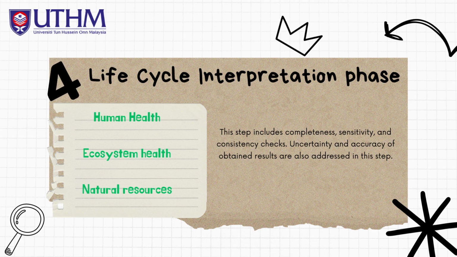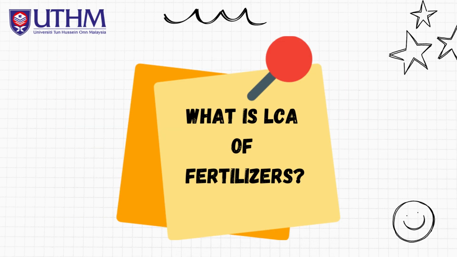Uncertainty and accuracy of obtained results are also addressed in this step. The areas of protection are human health, ecosystem health, and natural resources. What are the stages of the fertilizer life cycle assessment (LCA)?